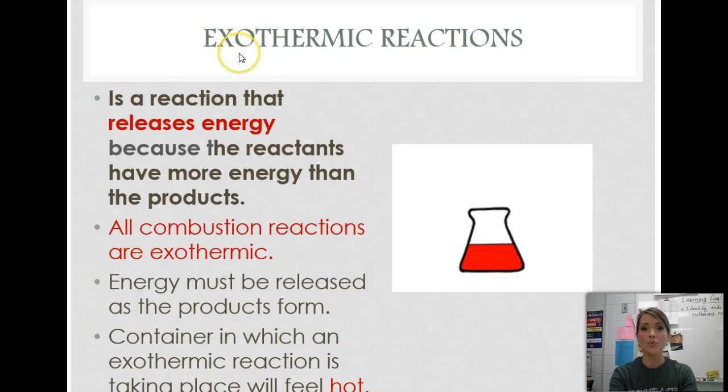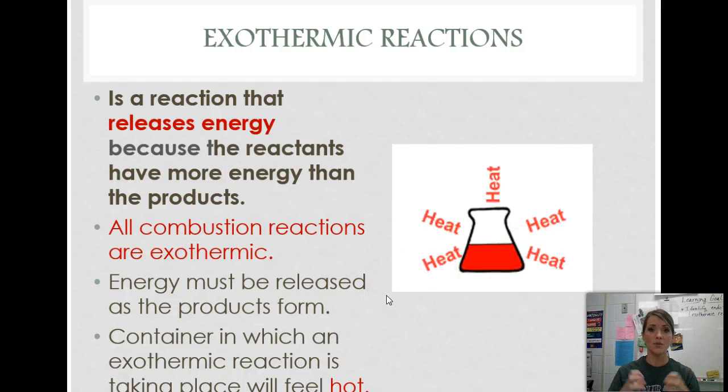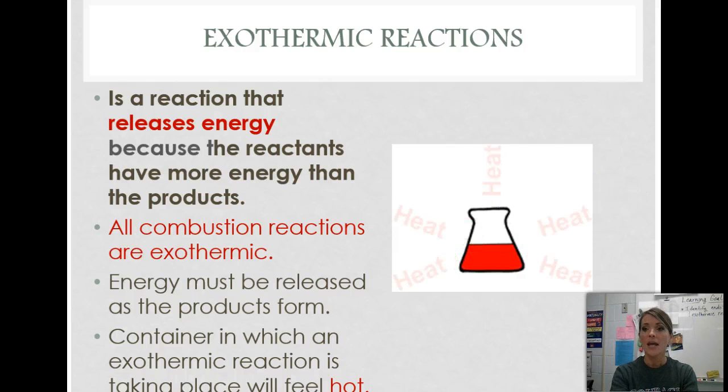So exo, that prefix means outside. You can think of external, exit, and thermic means heat. So if it's giving off heat, that means that there's more energy being released than is getting absorbed during that chemical reaction, and the extra energy is given off as heat. The container that the reaction is taking place in is going to feel hot from that heat that's given off.